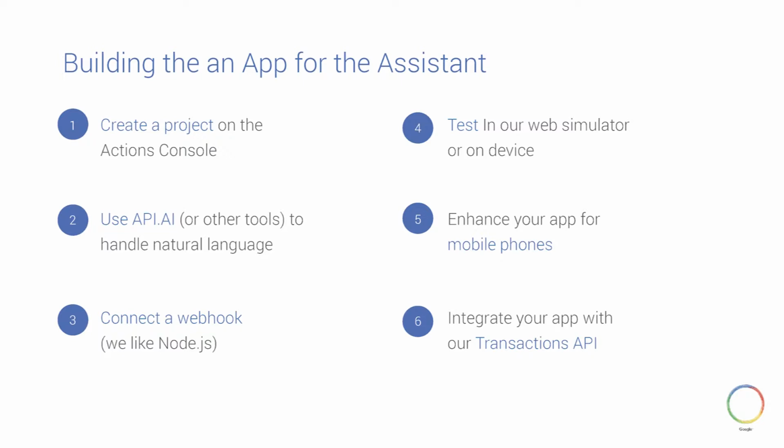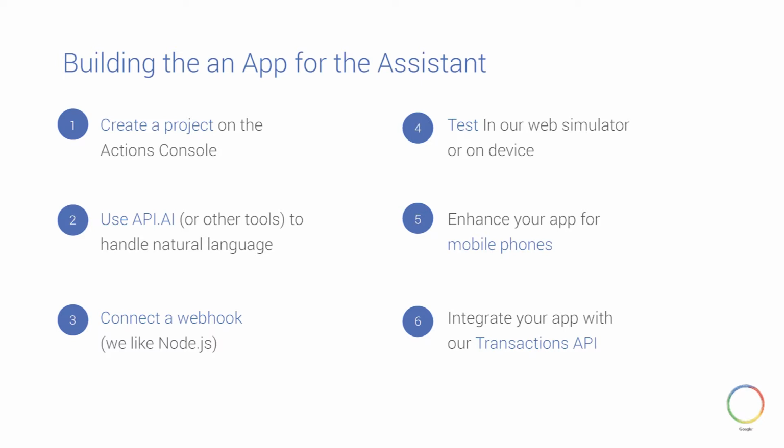And then you'll probably want to take some time to actually enhance your app for mobile phones. For example, because mobile phones, when they run the assistant, have access to an actual screen, that means there's more information we can provide to those users. And in your backend, you can detect whether or not a device has a screen for that particular surface, and you can then customize the experience.